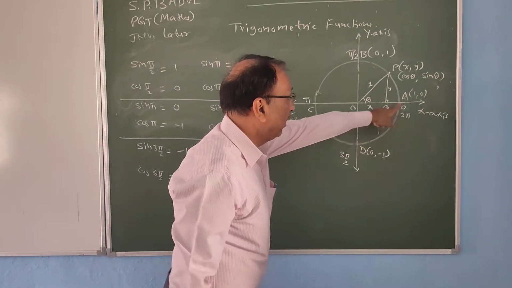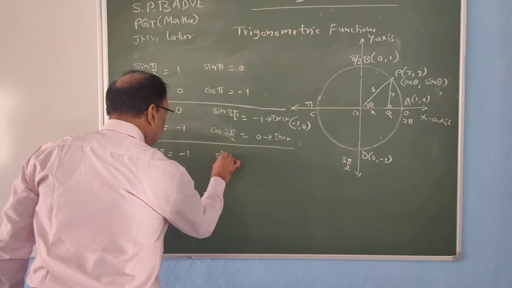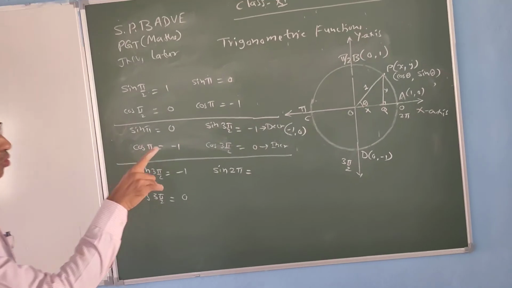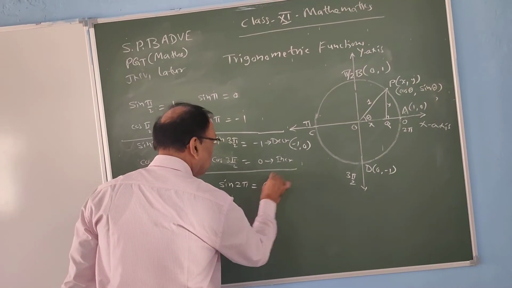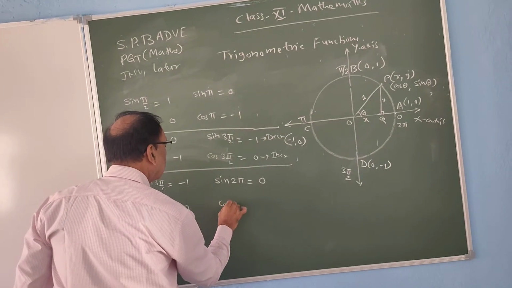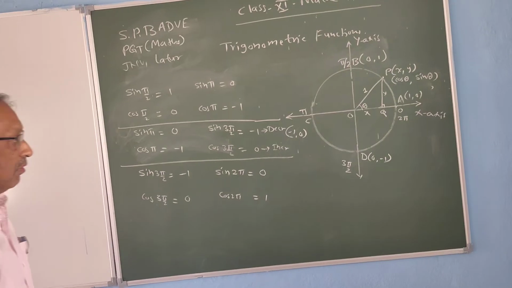Now, here is 2 pi. Now, 2 pi. Again, 1 0 is considered. So, sin 2 pi. What is sin 2 pi? Sin 2 pi is 0. And cos 2 pi is 1. Then what can we conclude?